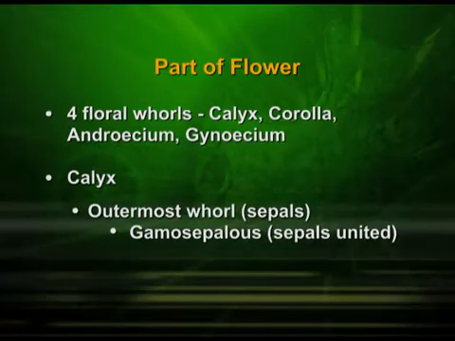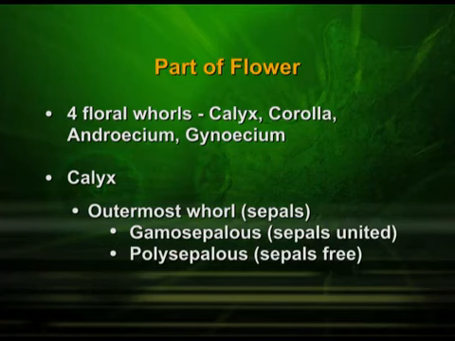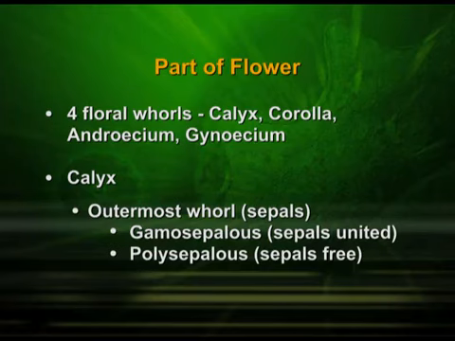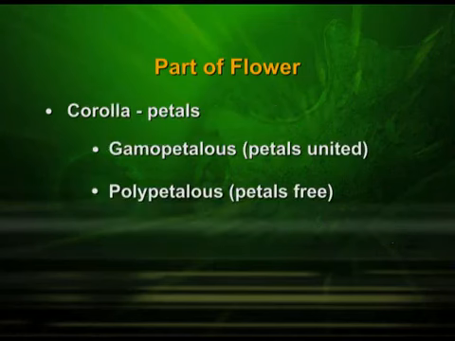Now, basing on this, they can be gamosepalous or polysepalous. When the sepals are united and they are joined here, they are called gamosepalous. They are polysepalous when the sepals are free. In case of corolla also, we find gamopetalous and polypetalous. Gamopetalous wherein the petals are united, and polypetalous when the petals are free.